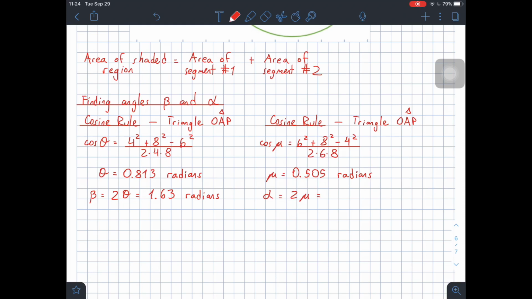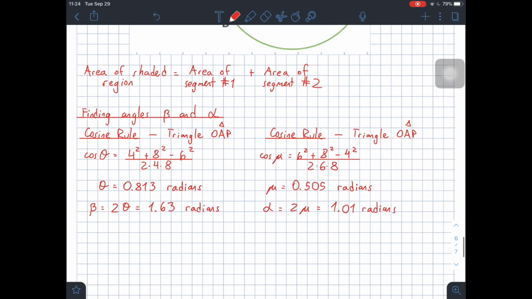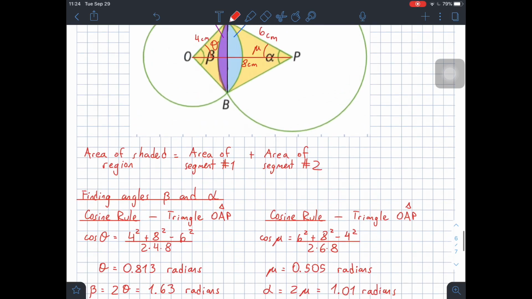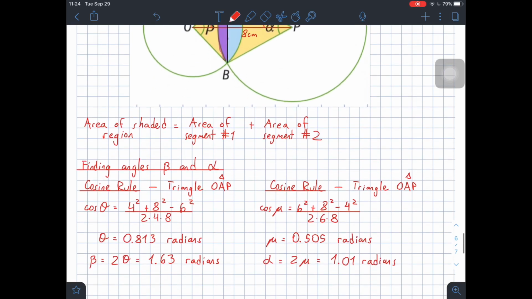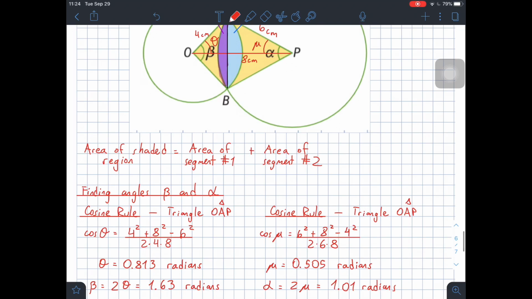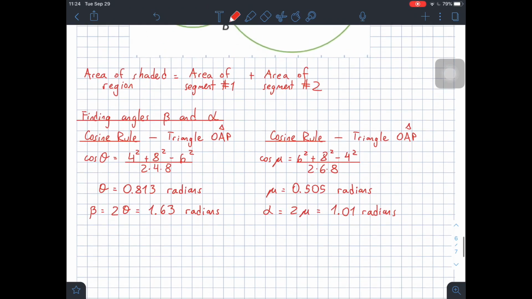I will get 0.505 times 2, that's 1.01 radians. So there we have the measures of angles beta and alpha. Once we have both, now we can solve the problem just as we were planning at the beginning, right?